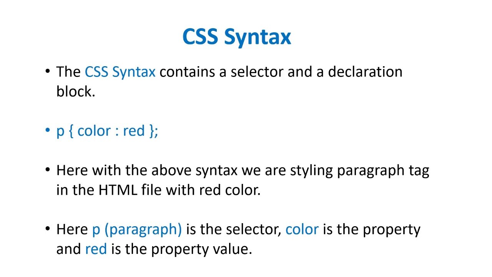The CSS syntax contains a selector and a declaration block. For example, p { color: red; }. Here with the above syntax we are styling paragraph tag in the HTML file with red color. Here p (paragraph) is the selector, color is the property and red is the property value.